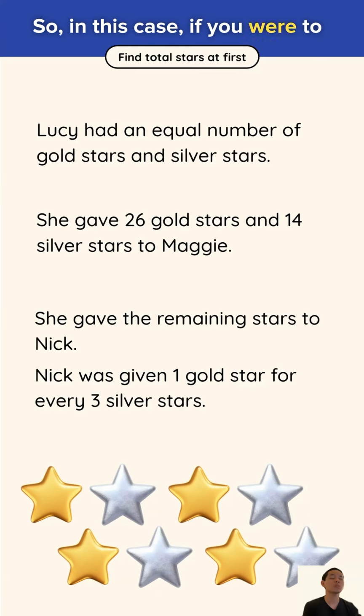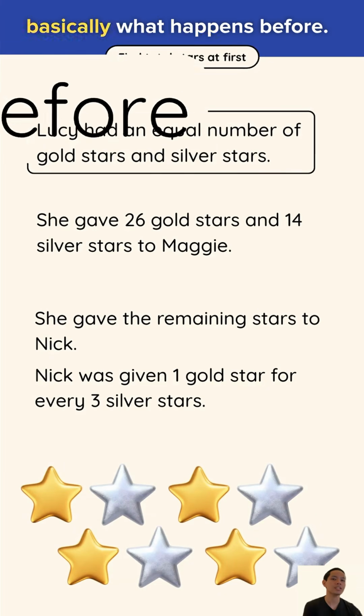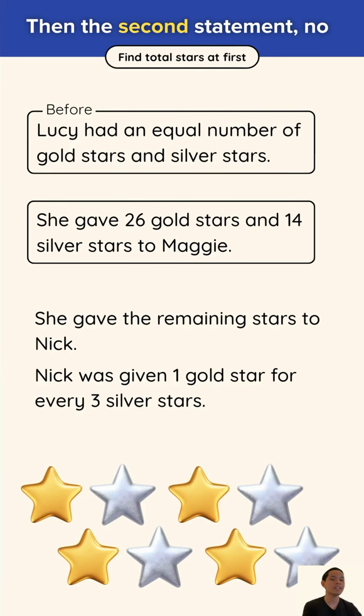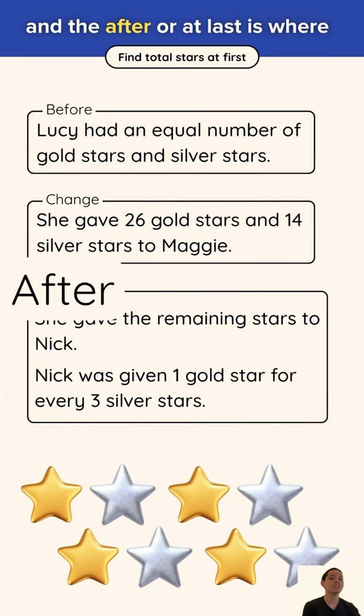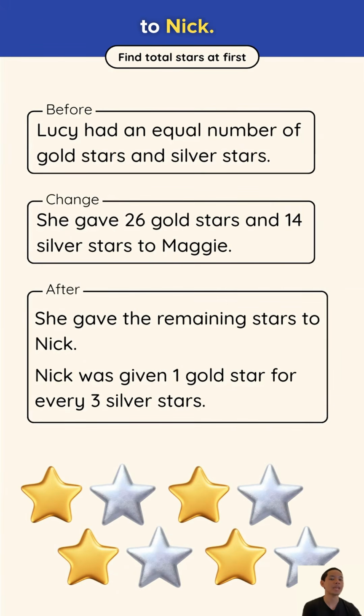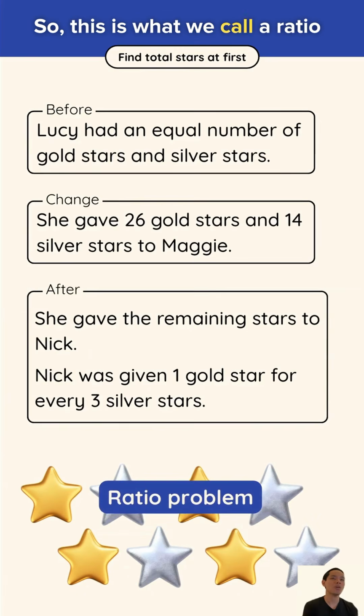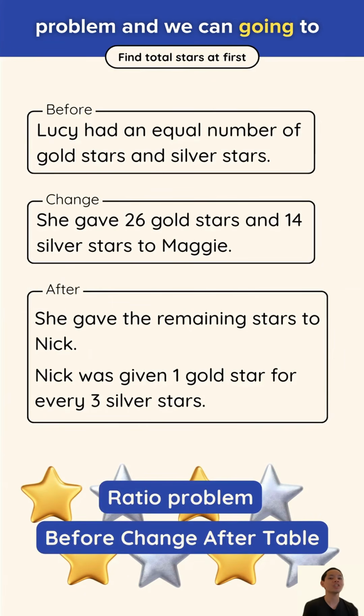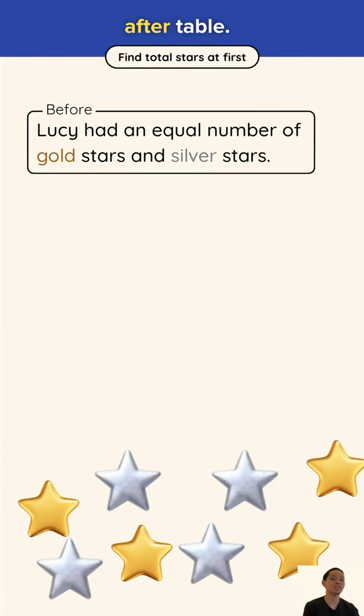So in this case, if you were to read this kind of question, the first statement is basically what happens before. Then the second statement is what changed, and the after, or at last, is where she gave the remaining stars to Nick. So this is what we call a ratio problem, and we are going to use this before-change-after table.